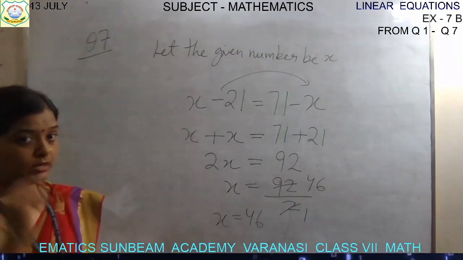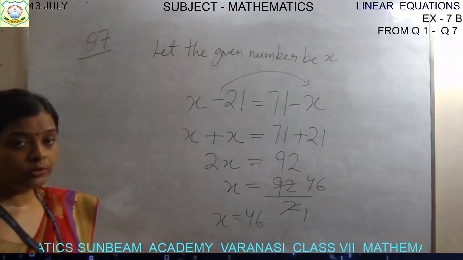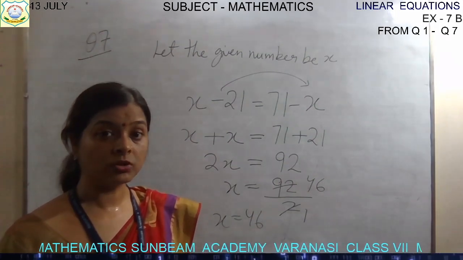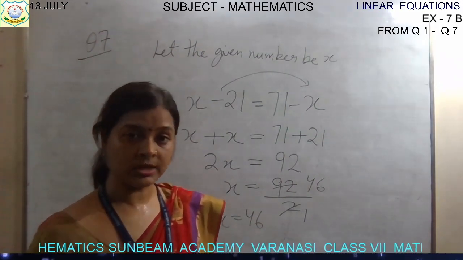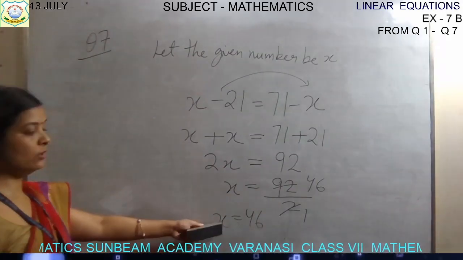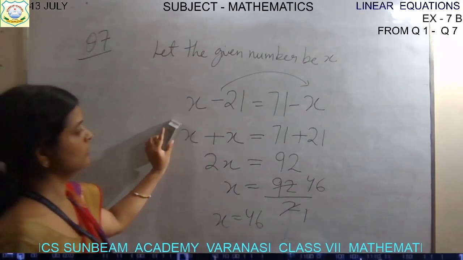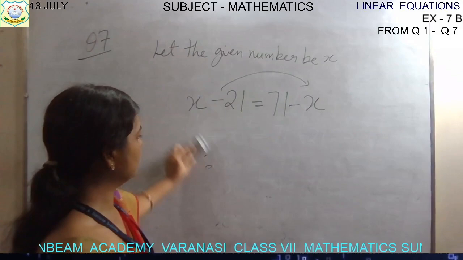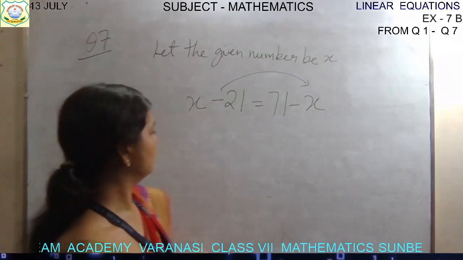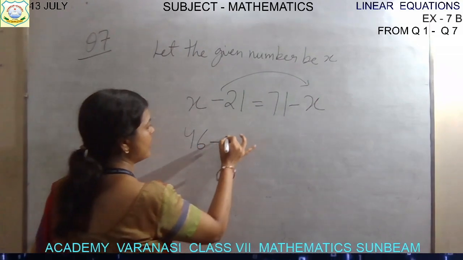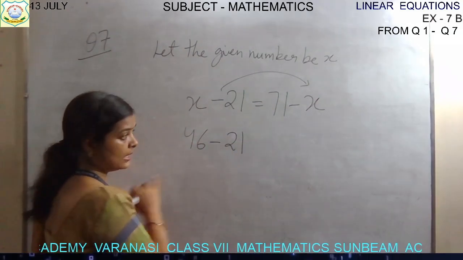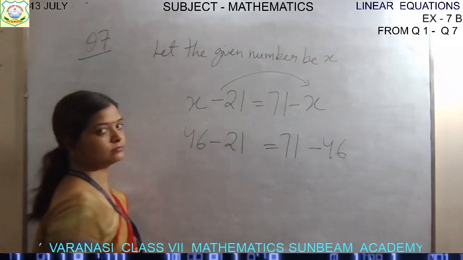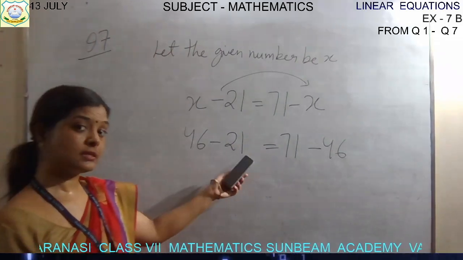Okay. Now let's check this. How will you check it, children? Let's see. Now children, let's do the check portion. Put the value of x here in the question. Let's check it, if x is equal to 46, what will be the answer? A number is, this 46 is as much greater than 21 as this 46 is smaller than 71.